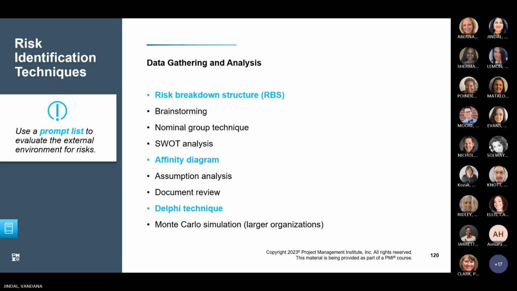There are different data gathering and analysis techniques that we are going to go over in the rest of the slides for risk identification: risk breakdown structure, brainstorming, nominal group technique, SWOT analysis, affinity diagram, assumptions analysis, document review, Delphi technique, and Monte Carlo simulation.